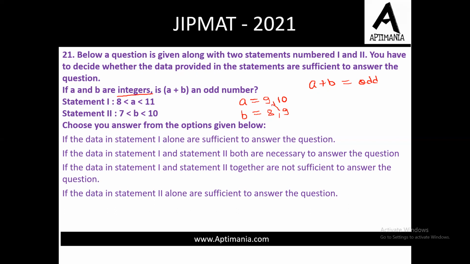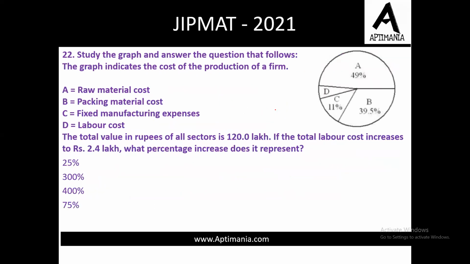If we take 9 and 9, it can be even. If we take 9 and 8, it will be odd. So we cannot come to a definite conclusion even after using these two statements, right? So the correct answer should be this one. If the data in statement 1 and statement 2 together are not sufficient to answer the question, दोनों का डेटा यूज करने के बावजूद हम इस क्वेश्चन का आंसर नहीं कर सकते हैं.